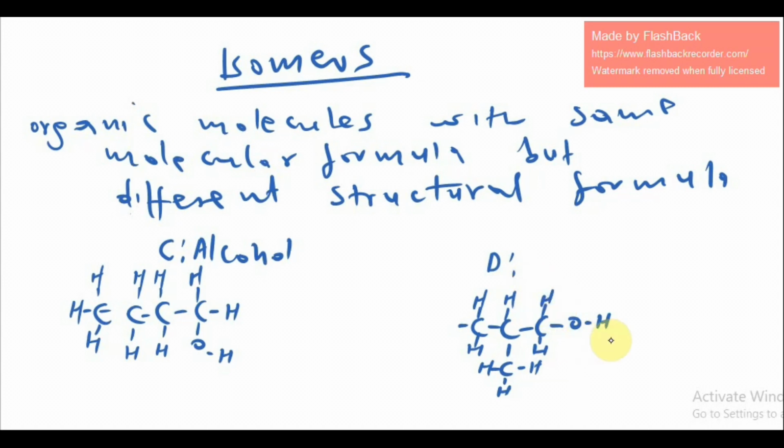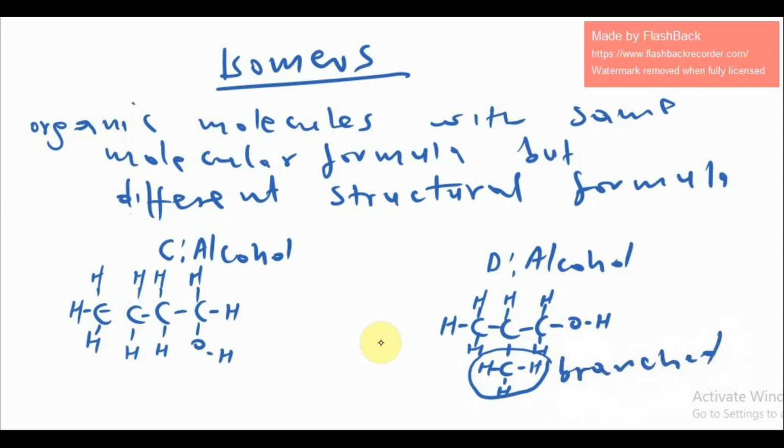So this one has OH, is also what? An alcohol, right? But this alcohol has no carbon that is not on the straight chain, while this one has one carbon that is not on the straight chain. As you can see, this one has no branch and this one has this branch. This one is branched, and this one is unbranched, which means the structure of this alcohol C is unbranched. The structure of this one is branched.